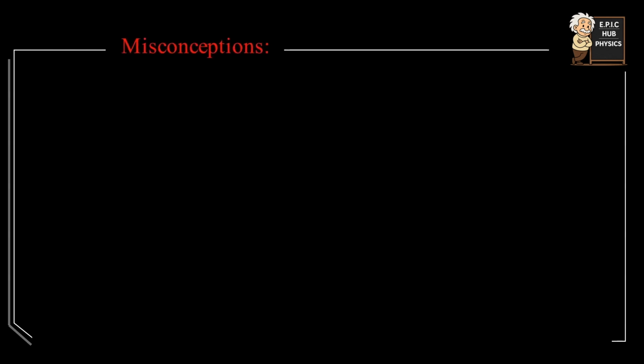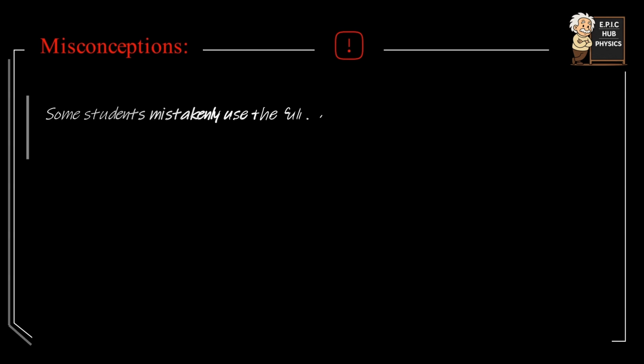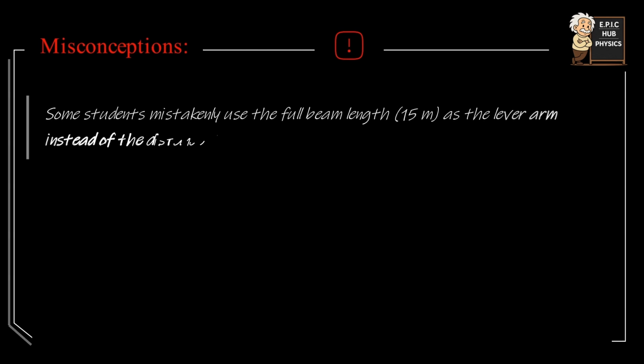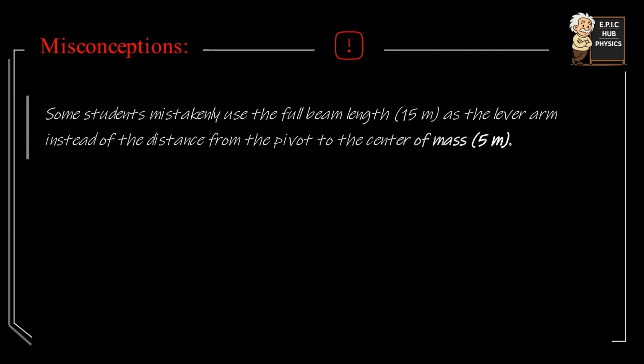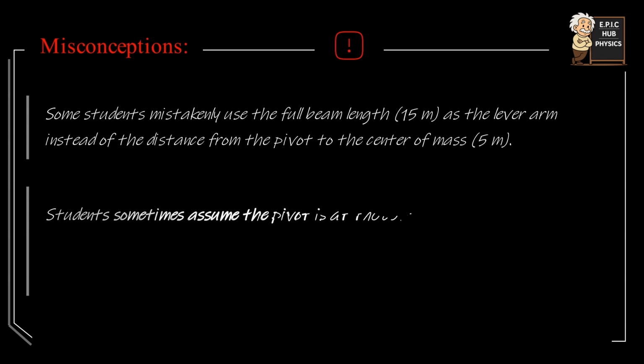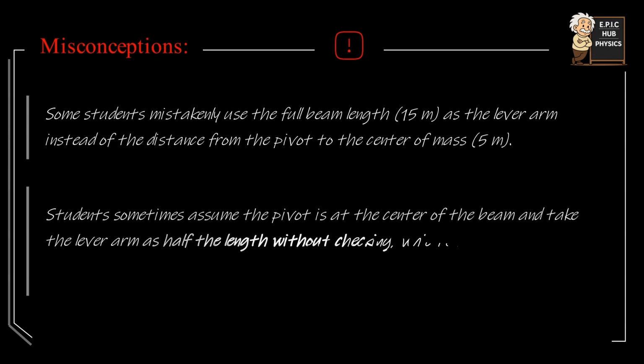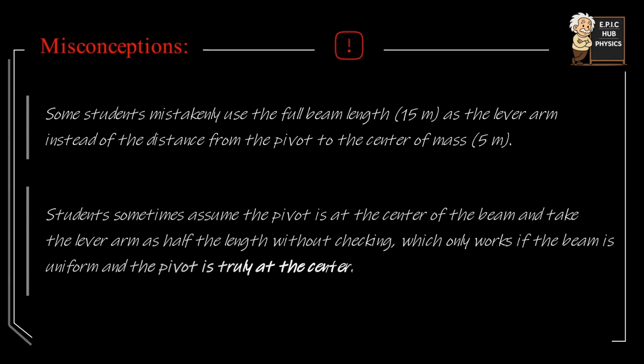Before we conclude this, let us look at some easy traps here. Some students mistakenly use the full beam length, in this case 15 meters, as the lever arm, instead of the perpendicular distance from the center of mass. Again, students sometimes assume the pivot is at the center of the beam and take the lever arm as half the length without checking, which only works if the beam is uniform and the pivot is truly at its center.